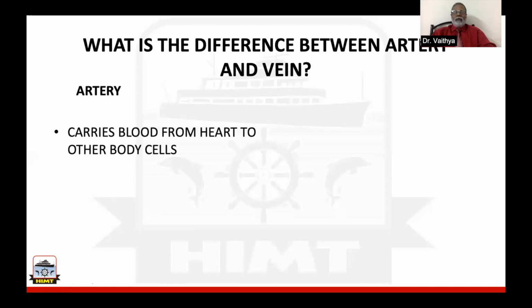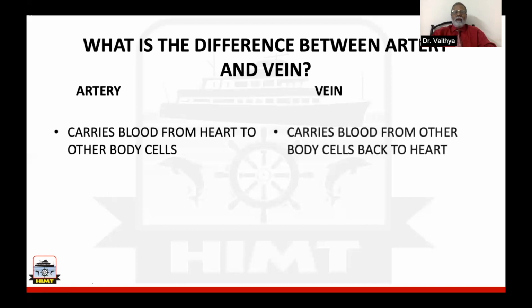And vein is opposite, from other parts back to heart. Nowhere does it change from head to foot. People will tell you artery carries oxygenated blood, vein carries deoxygenated blood. That difference also goes wrong in one place. But this definition is unique. From head to foot, artery carries blood from heart to other parts of the body. Vein is opposite, taking blood from other parts back to heart.